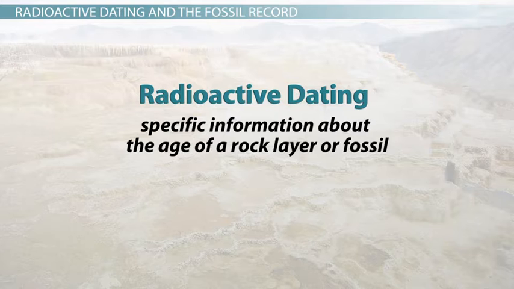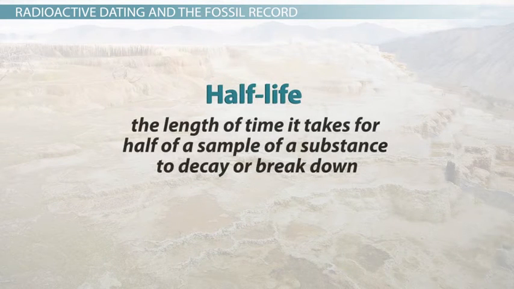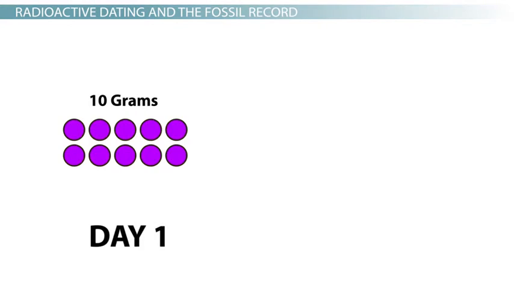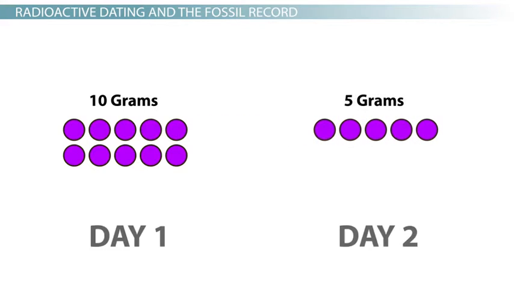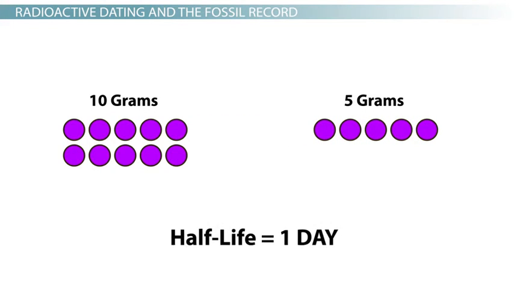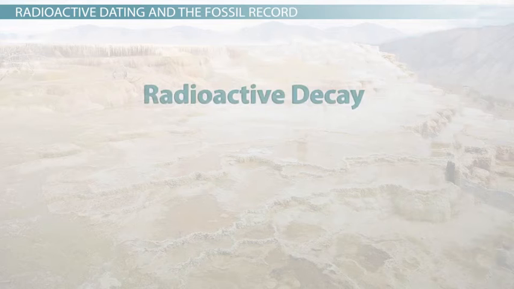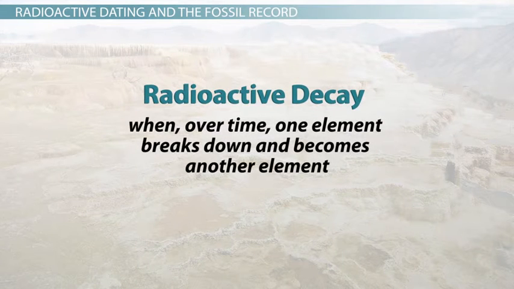For more specific information about the age of a rock layer or fossil, scientists use radioactive dating. This process is based on the half-life of radioactive substances. You may be unfamiliar with these terms, so let's go over half-life and radioactivity. Half-life is the length of time it takes for half of a sample of a substance to decay or break down. For example, if we have 10 grams of something, however long it takes for 5 grams to break down is the half-life. Radioactive decay is basically when, over time, one element breaks down and becomes another element. Different elements have different rates of radioactive decay. For most of the work that scientists do concerning the history of life on Earth, carbon-14 is used.